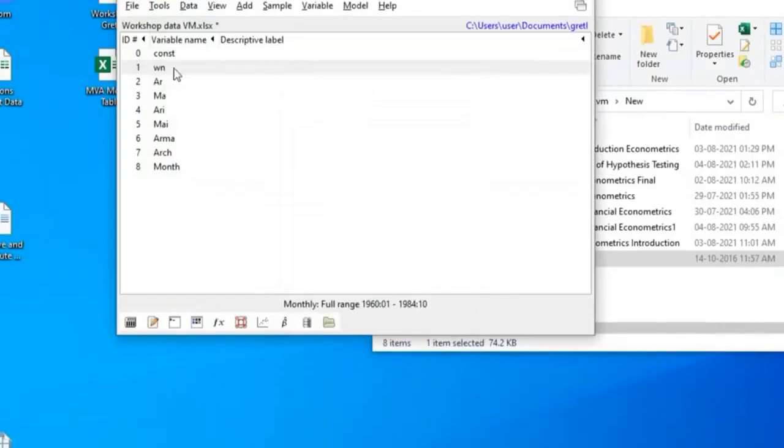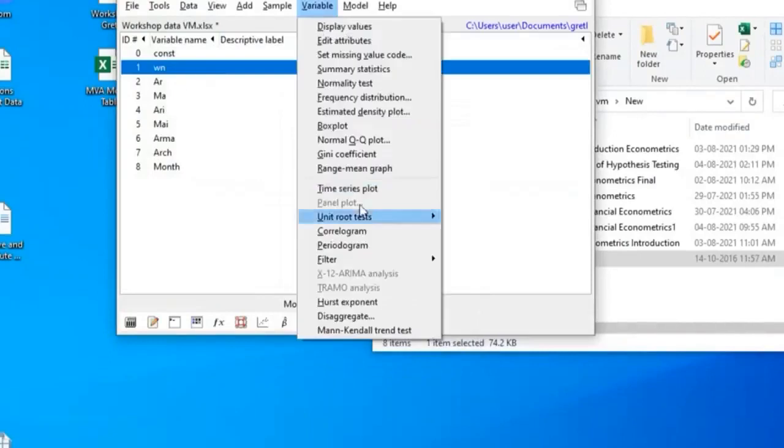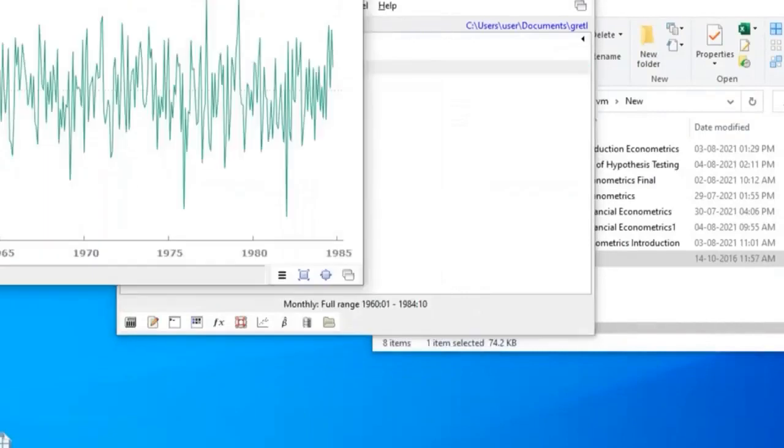So we want to find the nature of the first variable, WN. Go to the variable. We can have a time series plot. Click it. Here we have the time series plot. Stationary, large number of mean reversions. Okay.